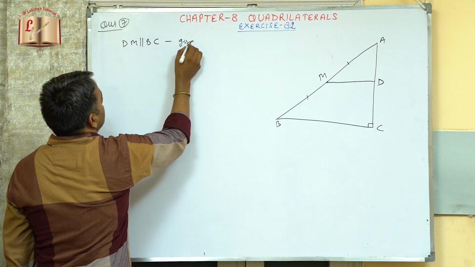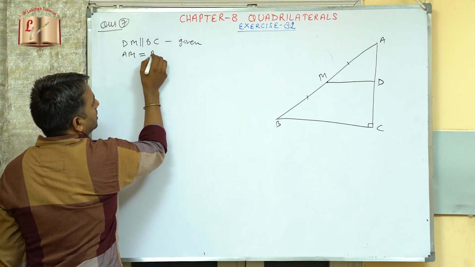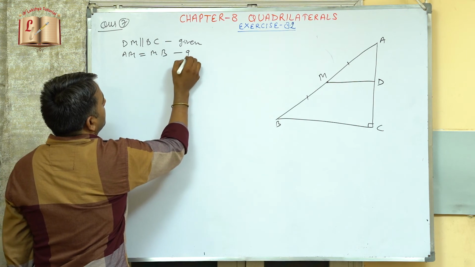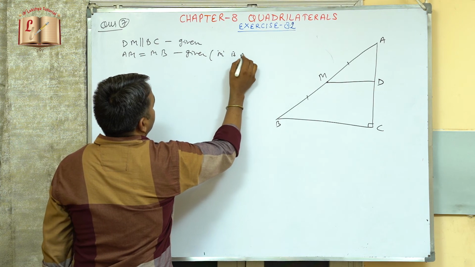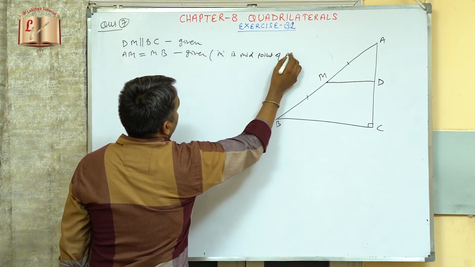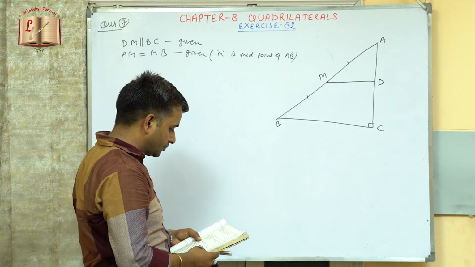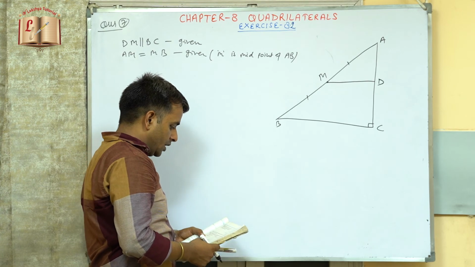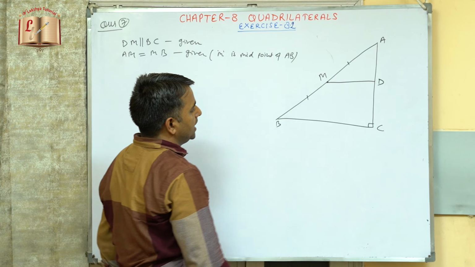This is given to us, and AM is equal to MB. This is also given to us because M is the midpoint of AB. Now we need to prove that D is the midpoint of AC.